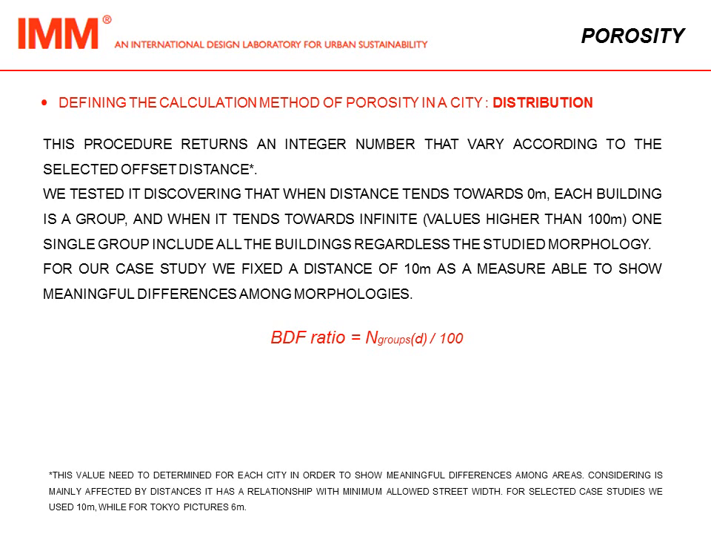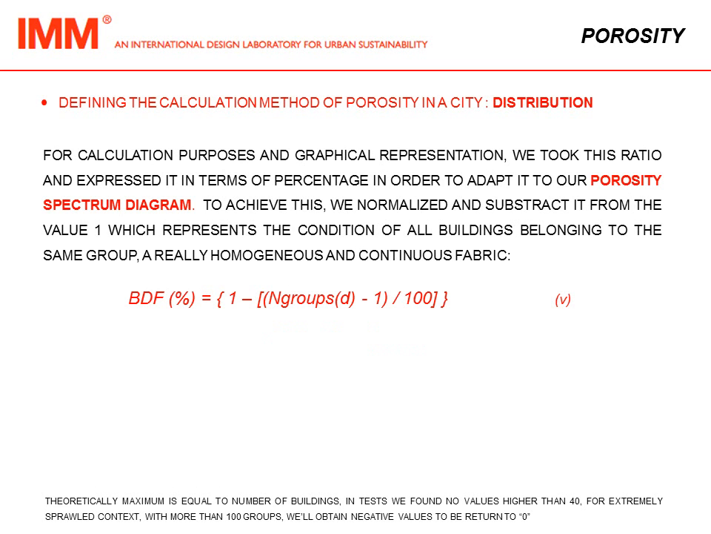So in the end, the building distribution factor is only dependent on the number of groups identified in the area. For calculation purposes and graphical representation, we took this ratio and expressed it in terms of percentage in order to adapt it to our porosity spectrum diagram. To achieve this, we normalize and subtract it from the value 1, which represents the condition of all buildings belonging to the same group, a really homogeneous and continuous fabric.